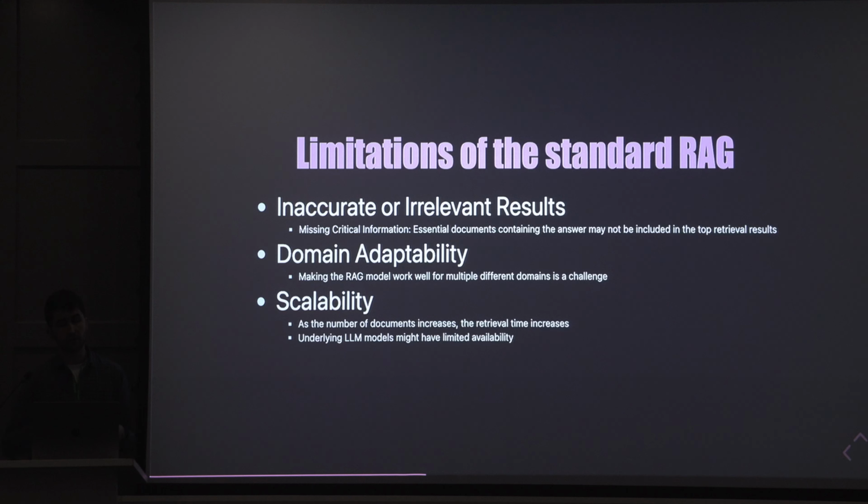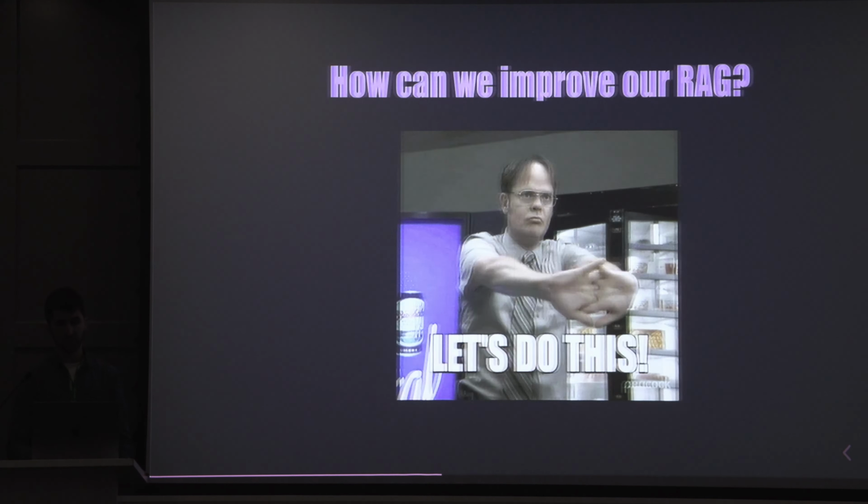And finally, when you eventually deploy this to production, you have to think about scalability. So as the number of documents increase, the retrieval time also increases because it has to search through more documents. And also, and this you might have seen already if you've tried to play around with the OpenAI API, there are rate limits because people from all over the world are querying these LLMs at the same time. You will hit rate limits depending on your subscription level. So that is something you need to keep in mind.